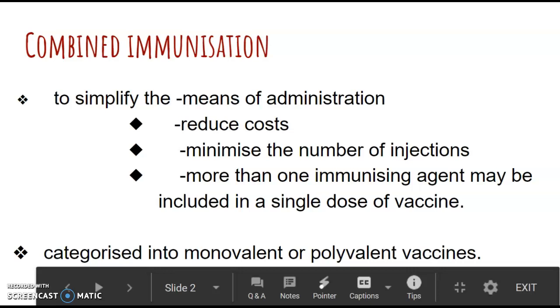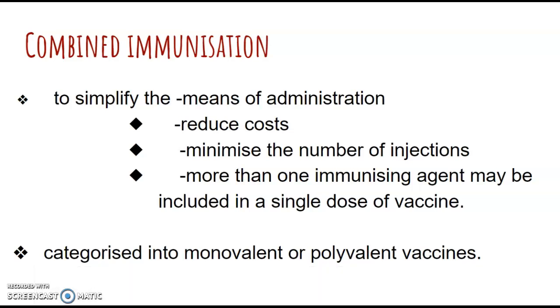First we'll start with the combined immunization. As the name indicates, when we synthesize a vaccine, we go for more than one antigen, so combined, and it is to evade more than one infection from the world. Here it simplifies the means of administration, reduces the cost, and minimizes the number of injections. More than one immunizing agent may be included in a single dose of vaccine, so protection against more than one infection.